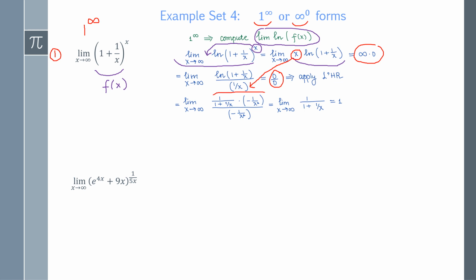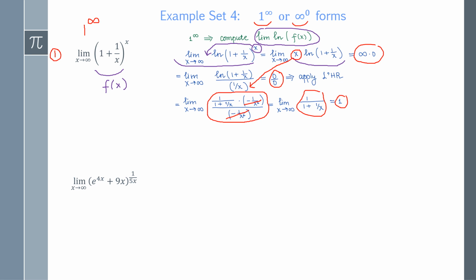Here is the computation. Notice that we have to remember all the rules here. It's 1 over 1 plus 1 over x times the derivative of the inside, which is negative 1 over x squared. Okay, and then the derivative of 1 over x is negative 1 over x squared. So these two cancel out. So we're computing the limit as x goes to infinity of this expression right here, and that's fairly simple. That's just 1. Okay, so that is our answer for now.